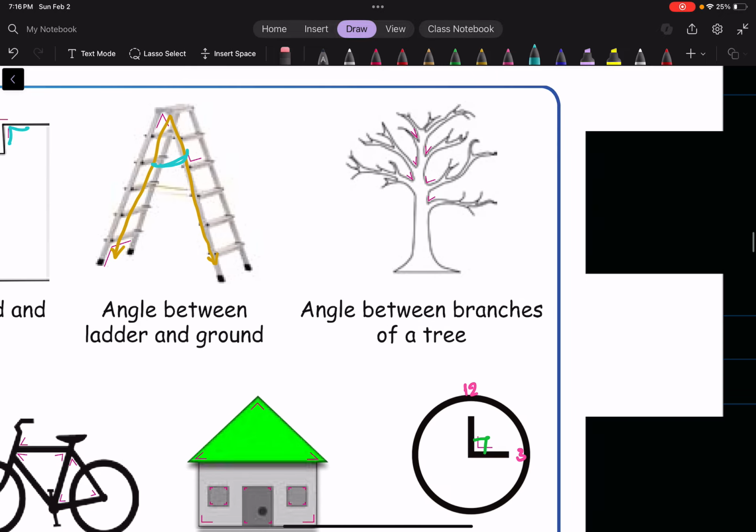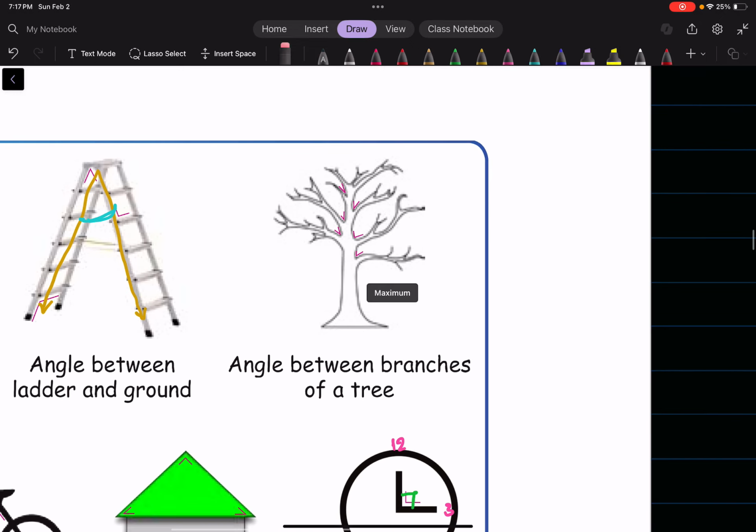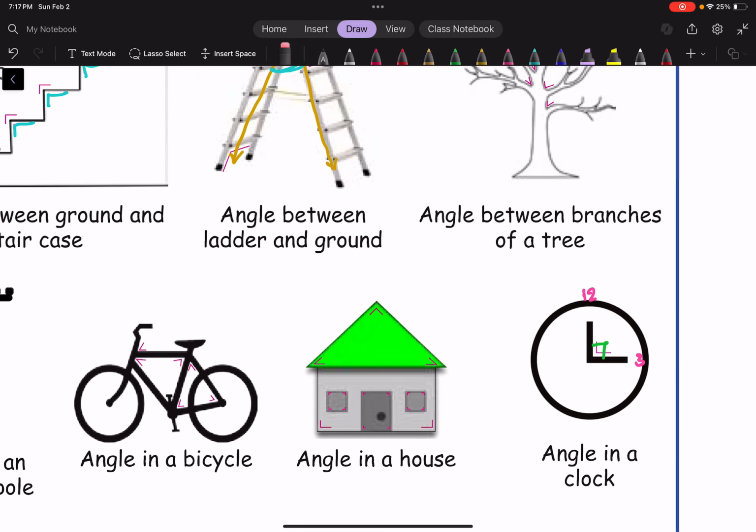Okay, and of course the angles in a branch are not always constant. It changes with respect to the tree, but they do follow a certain rule to decide the angle where the branches should be. So the angle made by the branch is this. Okay, this is how you measure angles.